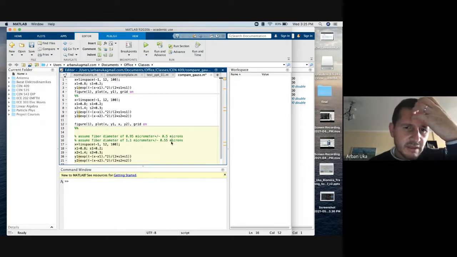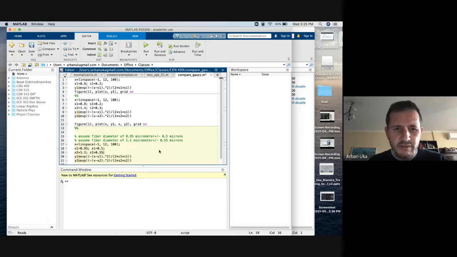Now, the diameter is something like 0.95 and 1.1. In this case, let's assume we are going to have an average, so let's write this one as 0.95 and this one 1.1. And the standard deviation, this error, which here is 0.5 microns, this is going to be 0.5, and this is 0.55.